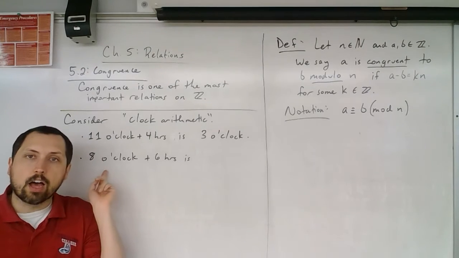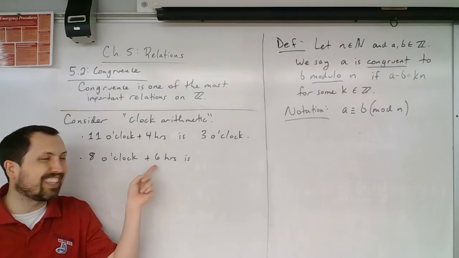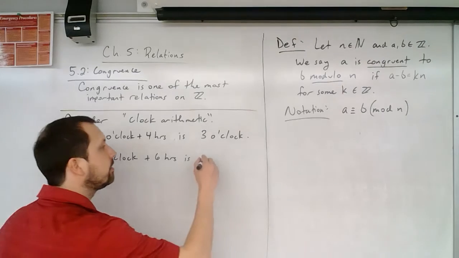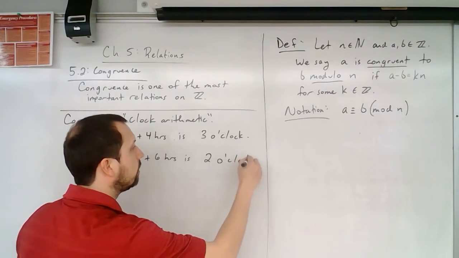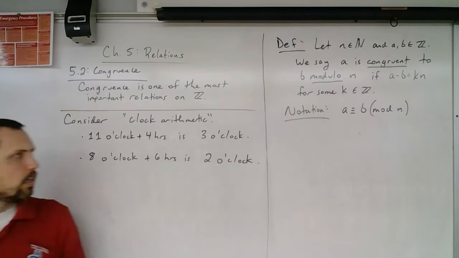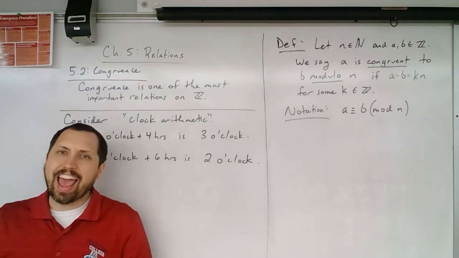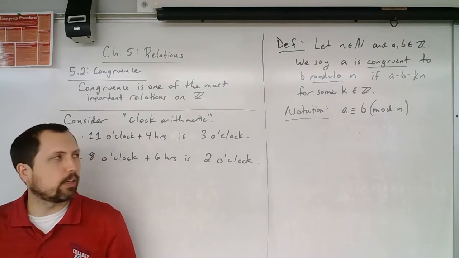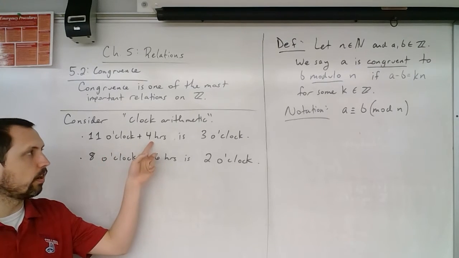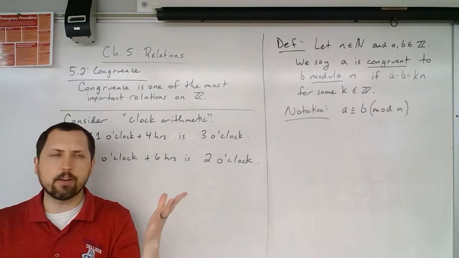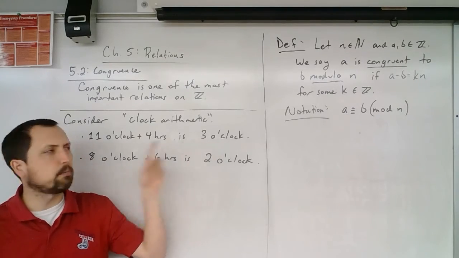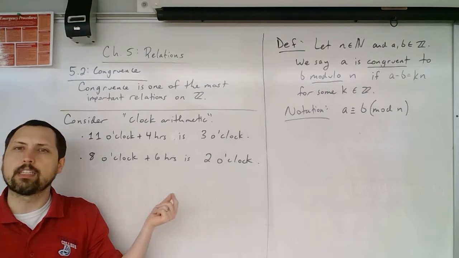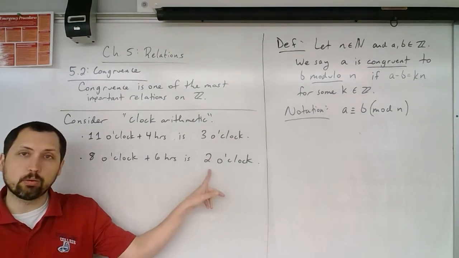Now, if you're at 8 o'clock, and then you add on 6 hours to that, what time am I at? Well, this is going to be 2 o'clock. So what you're doing is you're adding, but you're adding things in a different way than you've added before, right? Because at 11, you add 4, that should put you at 15, right? But all of a sudden, instead, you're at 3. Same thing here, 8, and you add 6 to it, then that should put you at 14. But instead, that puts you at 2.